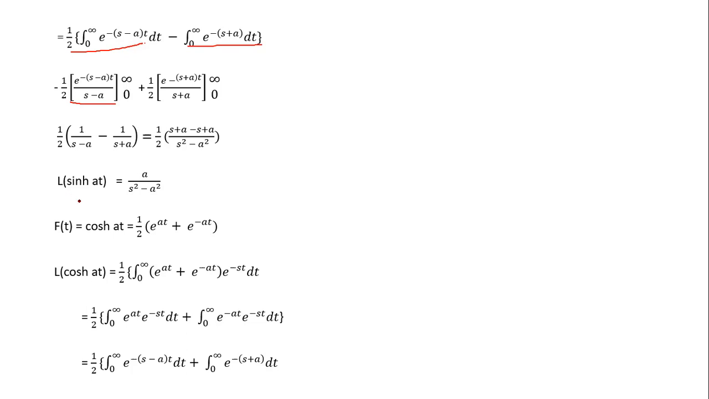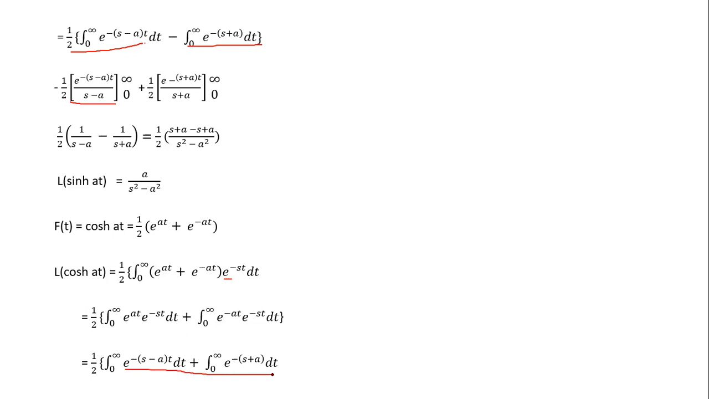And as we did with the sinh, that also becomes half exponential at plus exponential negative at. So by going through as we did with the sinh, we are now getting half into bracket integral from 0 to positive infinity of exponential at plus exponential negative at, multiplied by the transformer with the exponential negative st dt. So by expanding and then simplifying, we are going to get this. Apply the law of integrals, we get this.